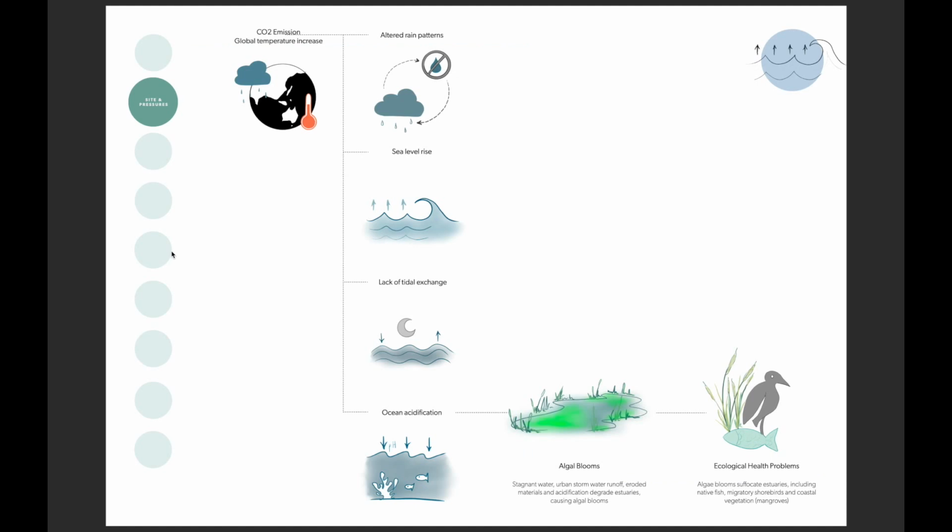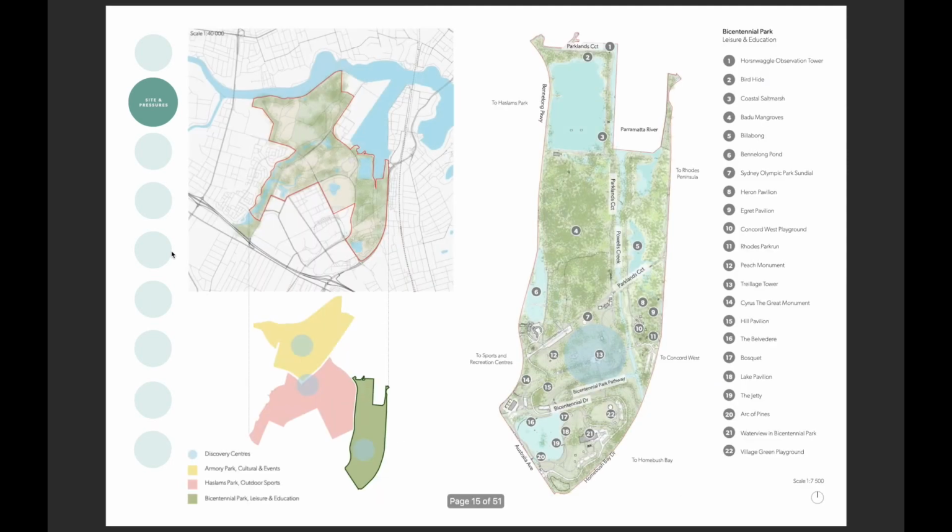Altered rain patterns, sea level rise, lack of tidal exchange, and ocean acidification cause many issues, including algal blooms, that suffocate estuaries, native fish, birds, and mangroves. While these wicked problems seem out of our control, there's a unique opportunity to problem solve here.